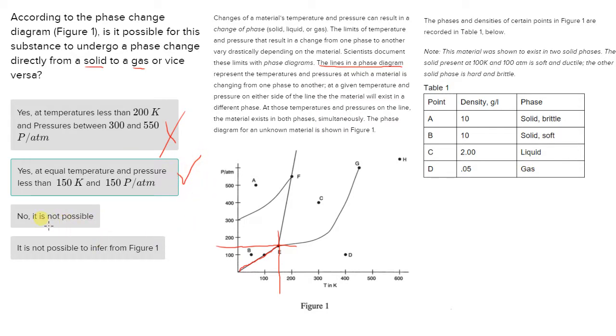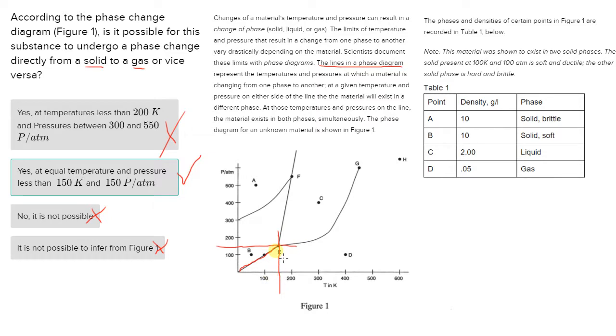The third answer is no, it's not possible. We actually have evidence to support that it is, and so that's wrong. And it's not possible to infer from figure 1? If you don't know how to read figure 1, it might not be. But if you use the information that they gave you, then you should be able to infer that, yes, it is possible. And if you know from outside knowledge, this is actually a possible process.